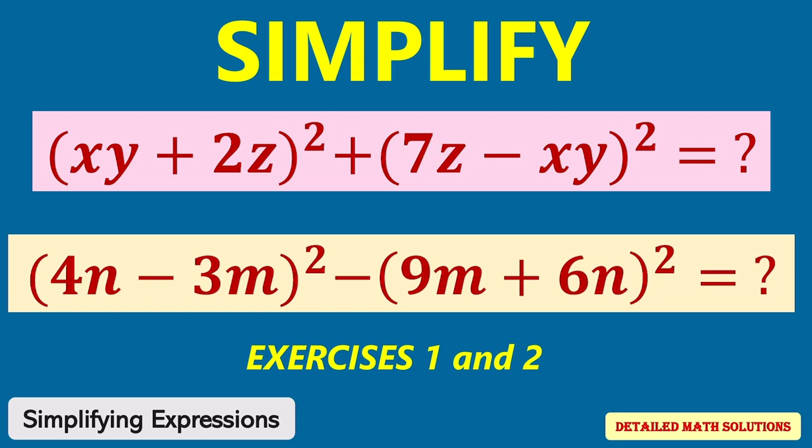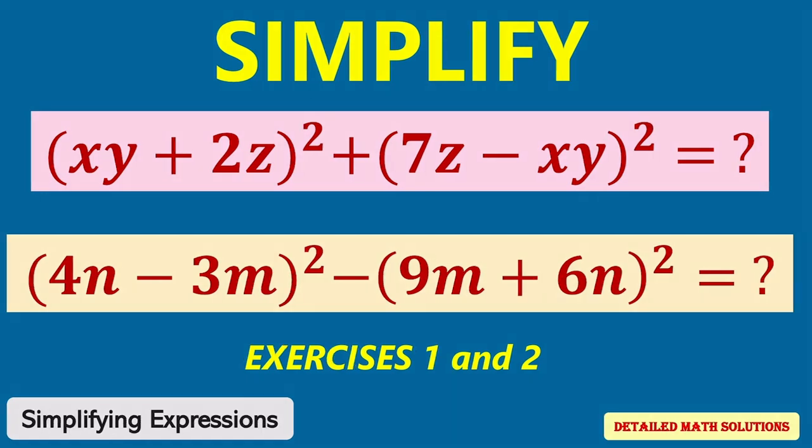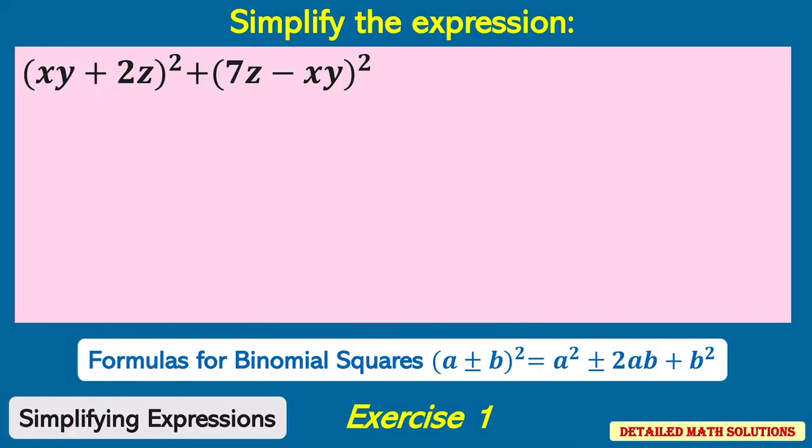In this video, I'm going to write step by step how to simplify the algebraic expressions displayed on the screen. To solve these exercises, I'm going to use the formulas for binomial squares. (a ± b) squared equals a squared ± 2ab plus b squared.